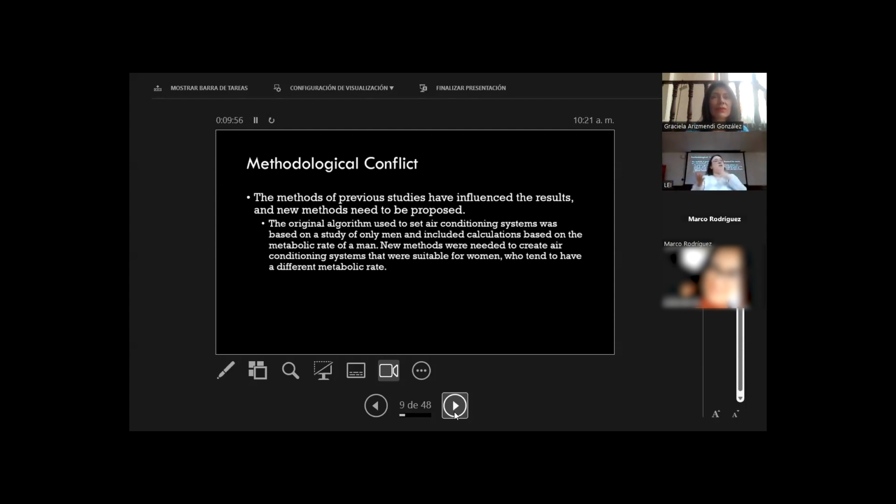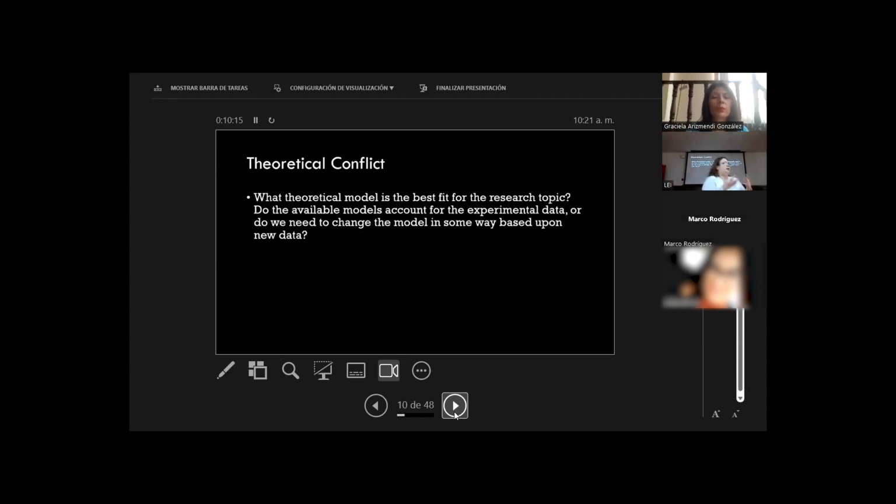Right, and so they needed new methods, and they did a different study using both men and women to figure out what's a more suitable temperature for all people who might be in a room. Right, so the study there showed how the methods in the original study impacted the results, and so we need a new study to determine how that's true. And then a theoretical conflict. And so we're trying to figure out what theoretical model is best fit for the research topic.